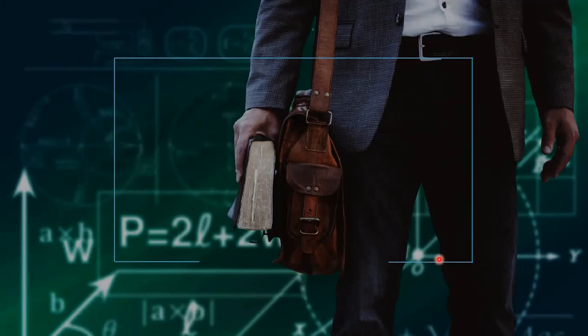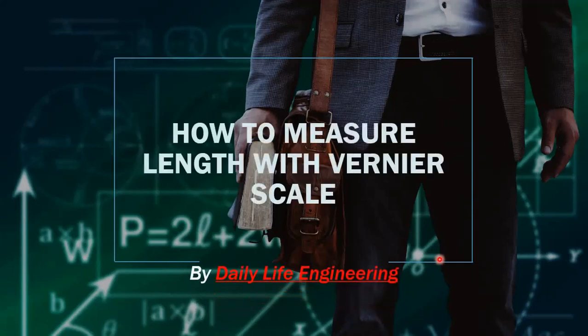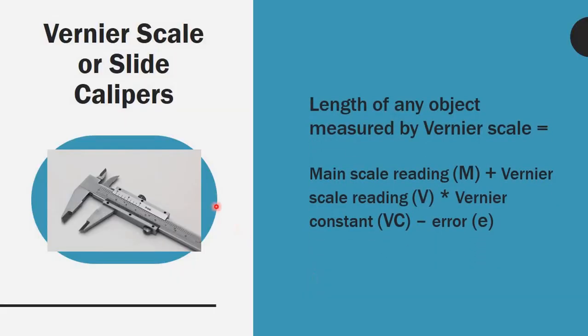Today I will show you how to measure length with a vernier scale. At first, I will show you the vernier scale of slide calipers. This is the linear scale, and this is the vernier scale part. This jaw is for measuring the internal diameter or internal length, and this jaw is for the outer length measurement.